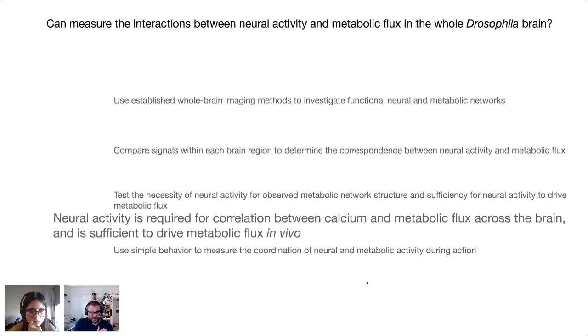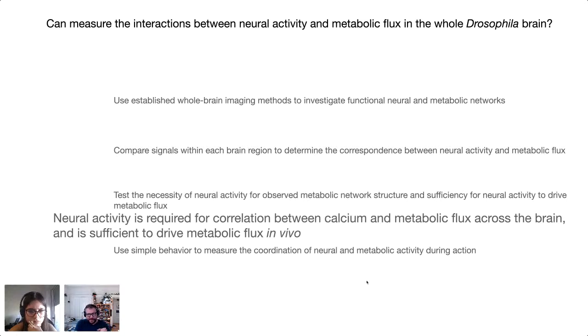So hopefully those experiments demonstrate that neural activity itself is required for the correlation between calcium and metabolic flux, and also that neural activity itself is sufficient to drive metabolic flux, and that it drives metabolic flux in a very persistent manner.